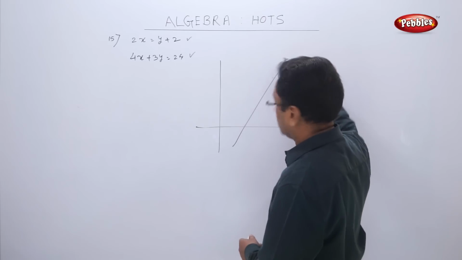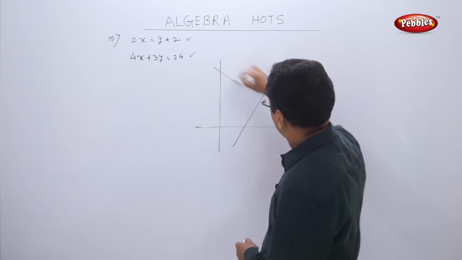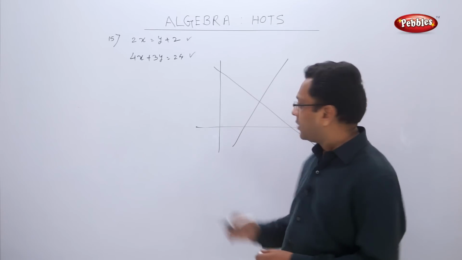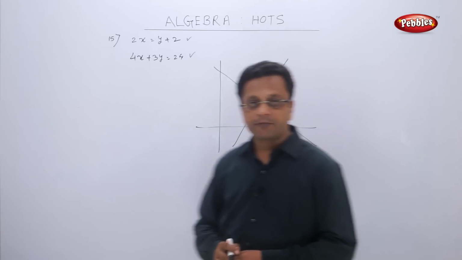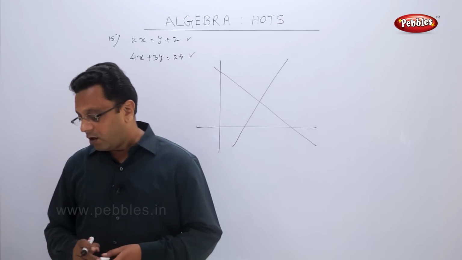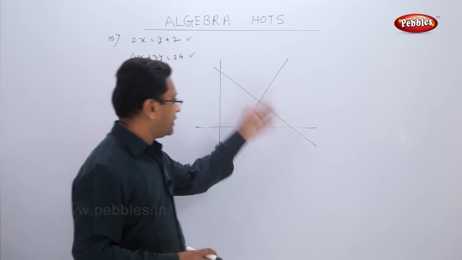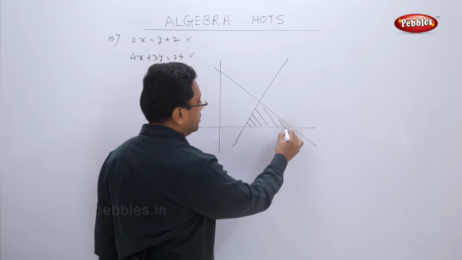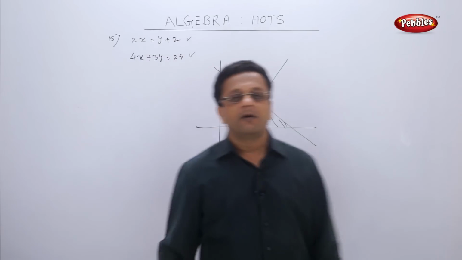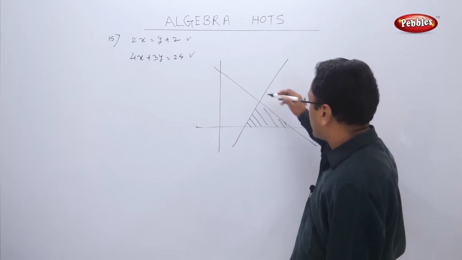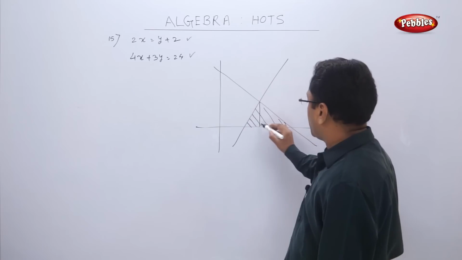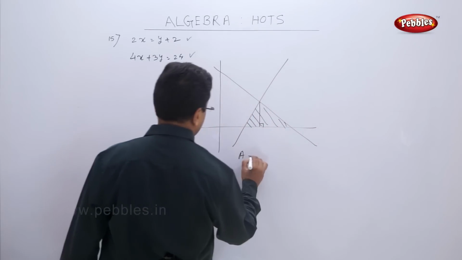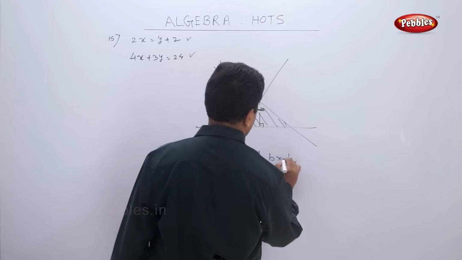This graph will be something like this. It may not be very perfect, but I am showing you. It will be something like this. Now they have asked to find the area of the triangle formed by these two lines and the x-axis. That means we have to find this area. Extremely simple, you know that. Draw a perpendicular from here, take the perpendicular height, and the area of the triangle is half base into height.